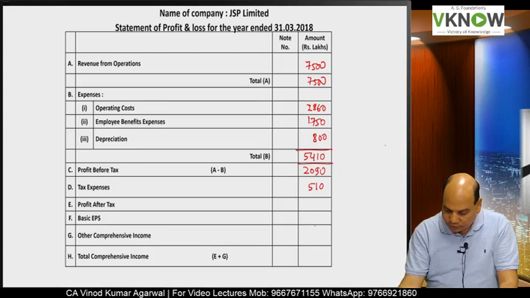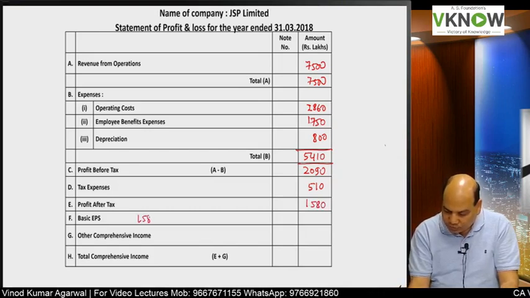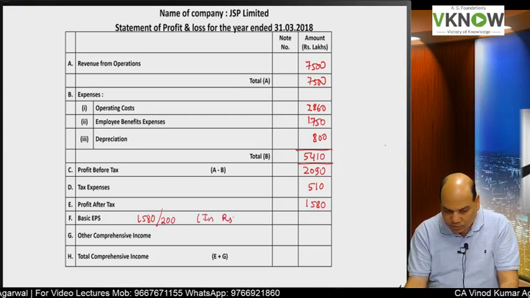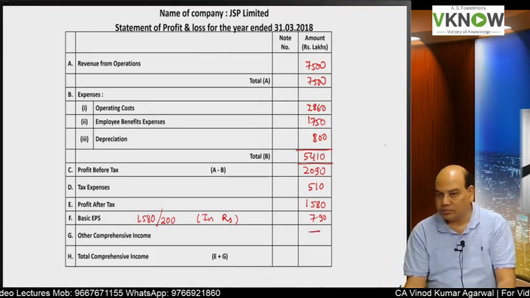Profit after tax 1580. Only one more thing I will add here, basic EPS. PAT is 1580, number of shares 200 lakh shares. So EPS in rupees will be how much? 7.90.